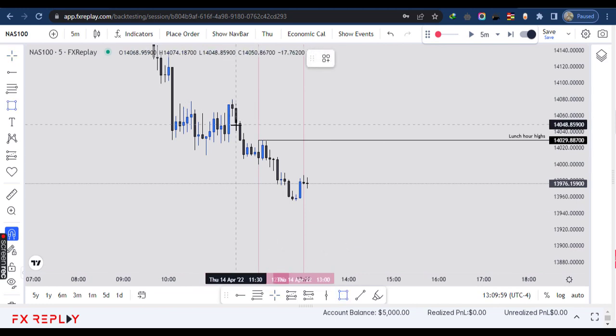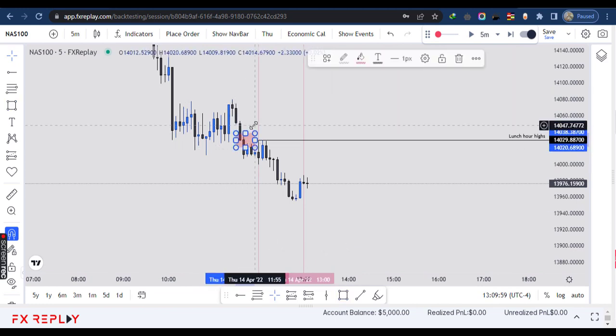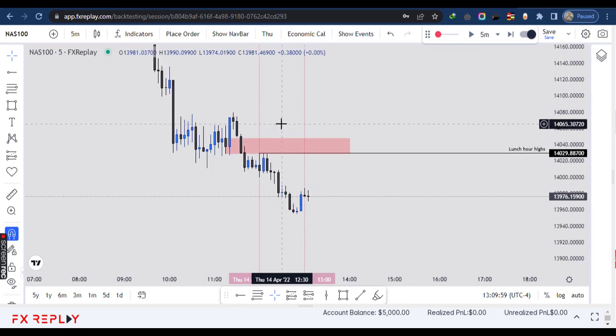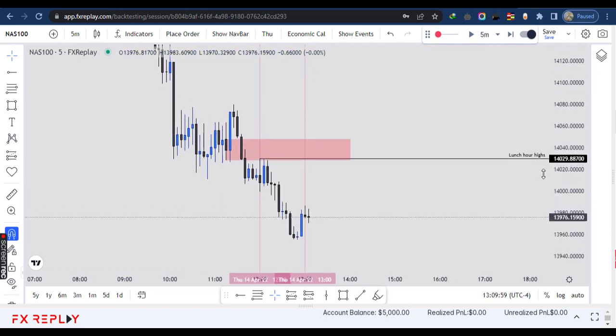Alright, and we also have here, look at it, this is a breaker. Alright guys, this is a breaker and a fair value gap inside. You only need one PD array, so you don't need two to take the trade.